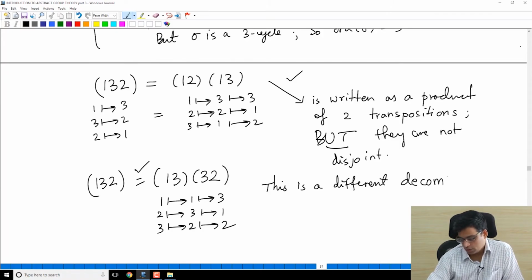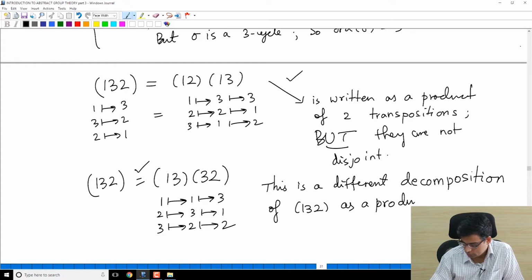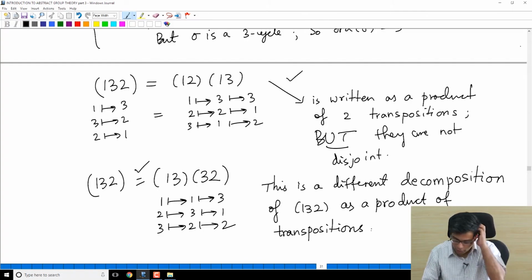So this is a different decomposition of the same permutation, namely (1 3 2), as a product of transpositions. Certainly it's different because it's (1 2)(1 3) here, and (1 3)(3 2) there. So there are different transpositions appearing in this. So these are different decompositions. But again, it's not disjoint, right? 3 is common to both.